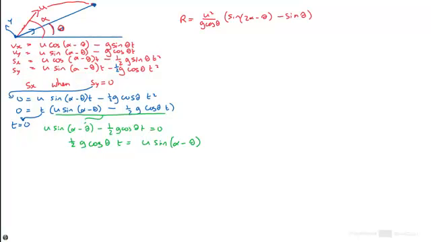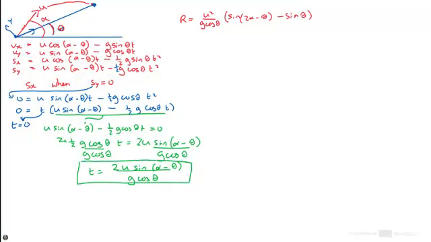Multiply both sides by 2 to get rid of the half, and then divide both sides by g cos theta. To rewrite that, we end up with t is equal to 2u sine alpha minus theta over g cos theta. So that's the time it takes for it to hit its range. Now to get to the range, we have to sub this into the value for x. I'm going to box this off here and continue over here.